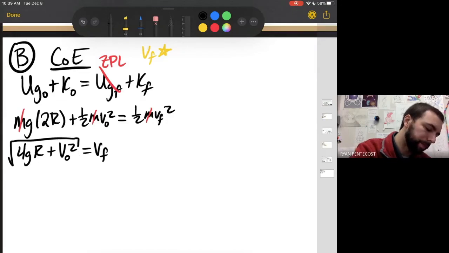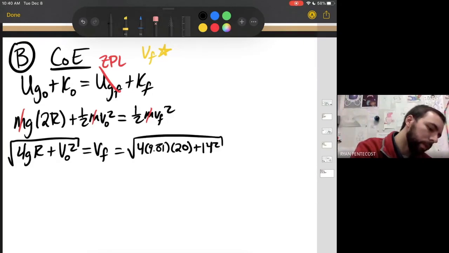Right? We don't need to plug this back into anything. This is just our problem. So we've got 4, 9.81. The radius is 20, plus 14 squared. And you will come out to about 31.3 meters per second.